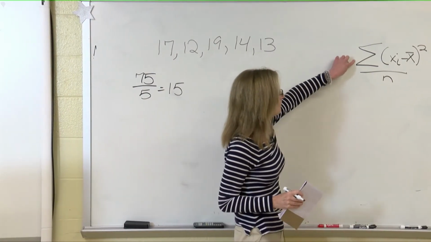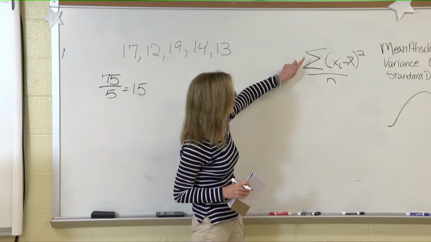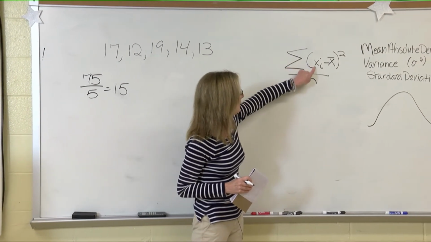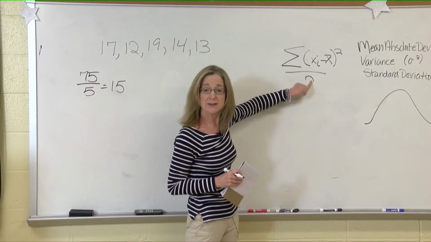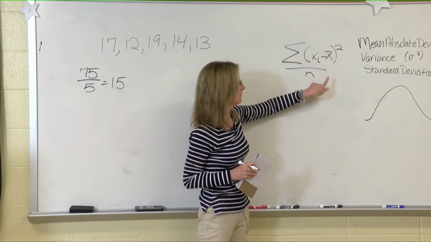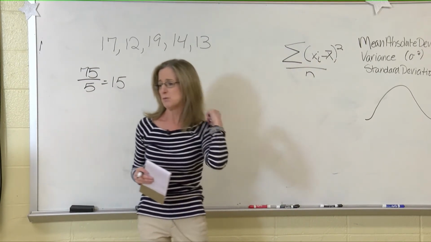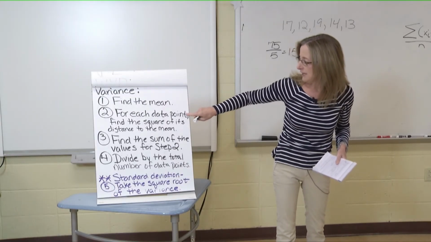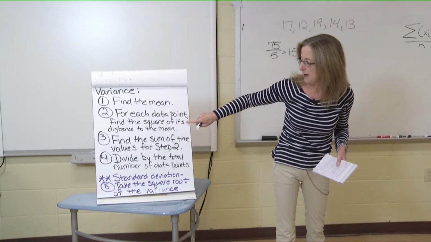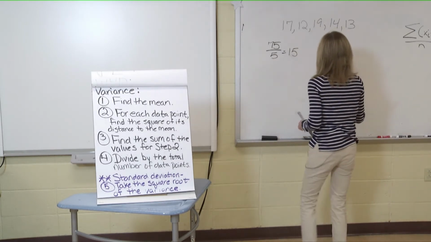Now, to find the variance, we take the sum of the data minus the mean, and we square it, and then we divide it by the total number of data points. So let's look at what that means. Let's go through it step by step. For each data point, find the square of its distance to the mean. So let's write that out step by step.